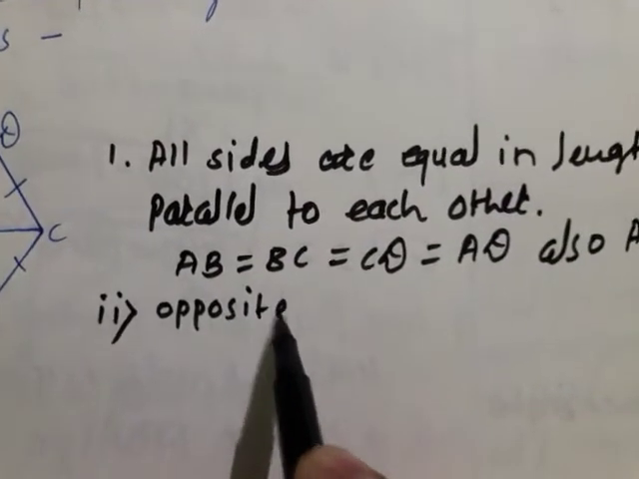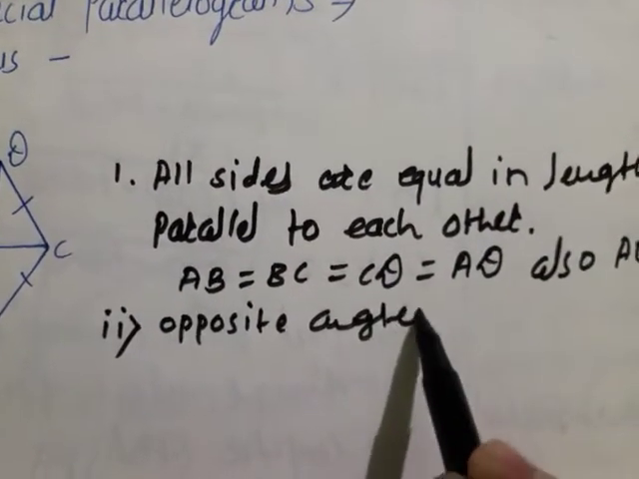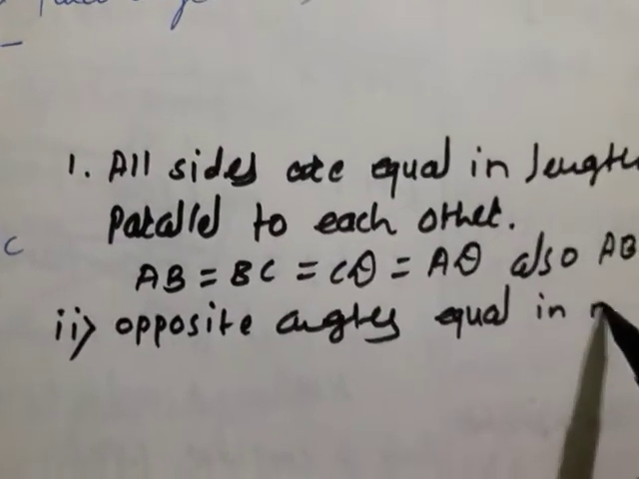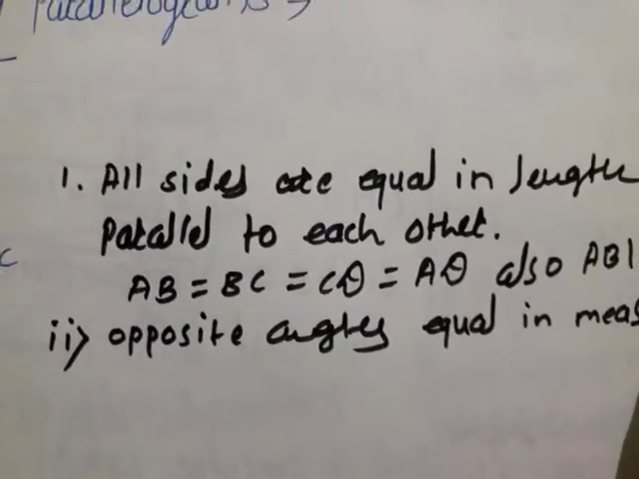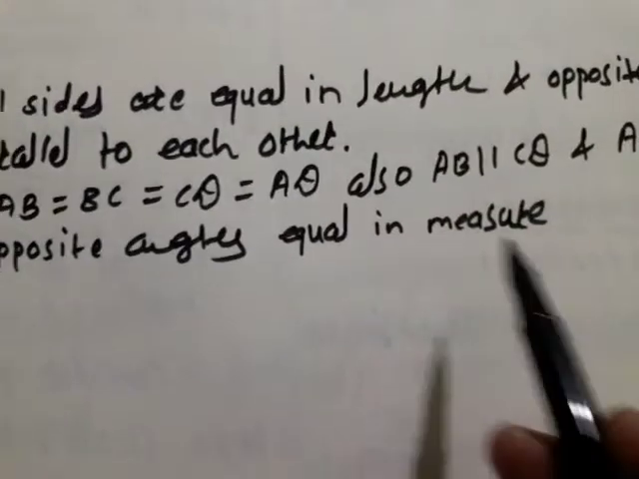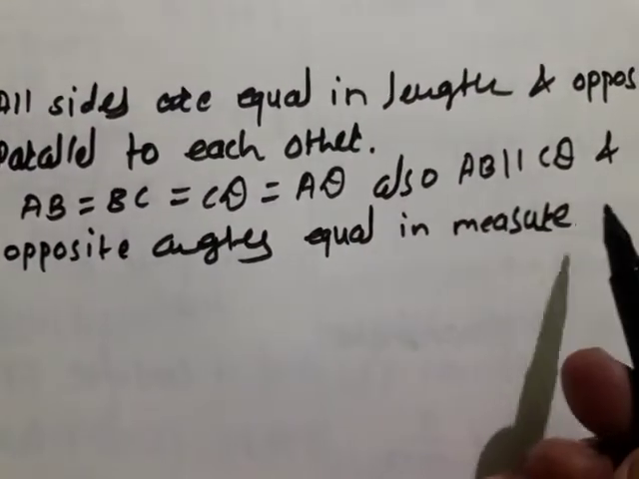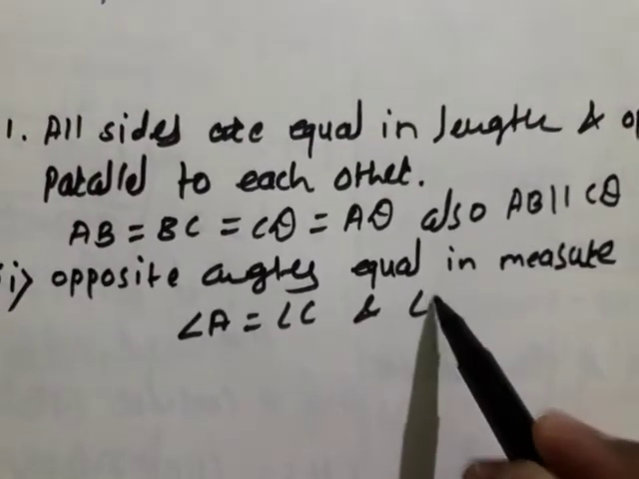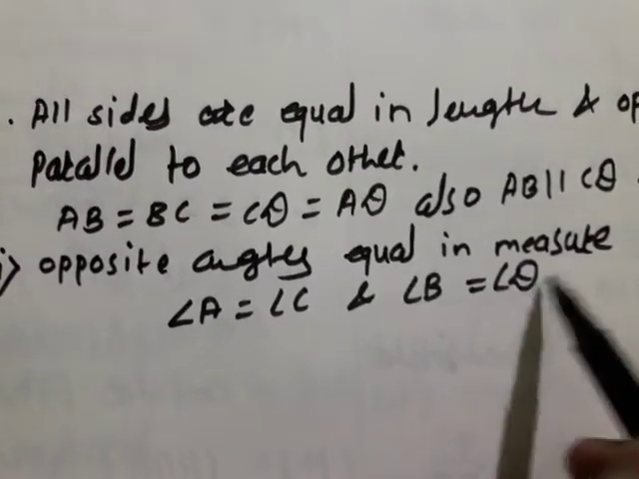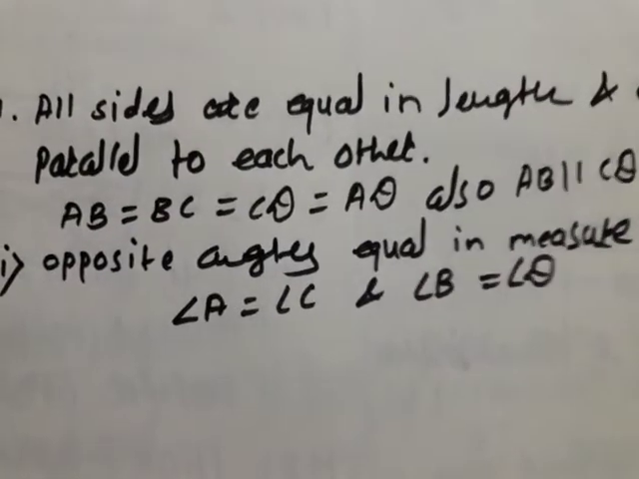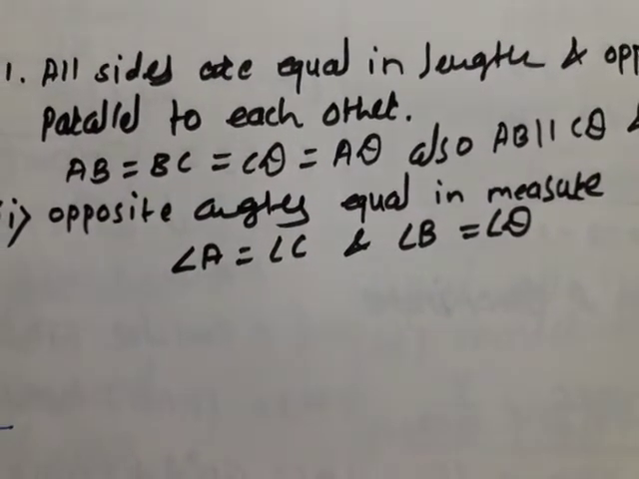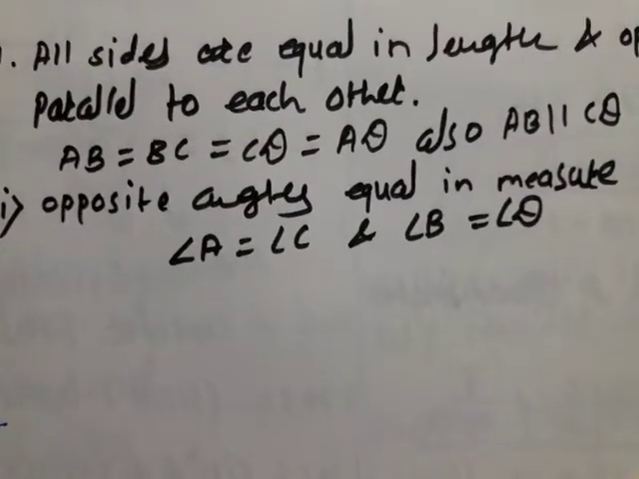Opposite angles are equal in measure. What I said is, opposite angles are equal in measure, which means angle A is equal to angle C and angle B is equal to angle D. Got the idea of what I said?